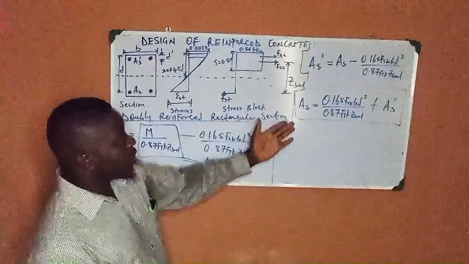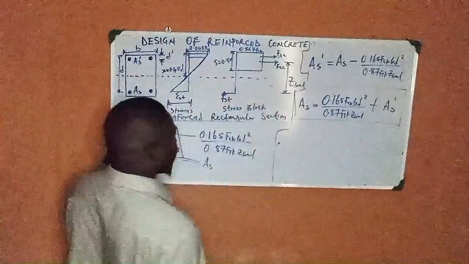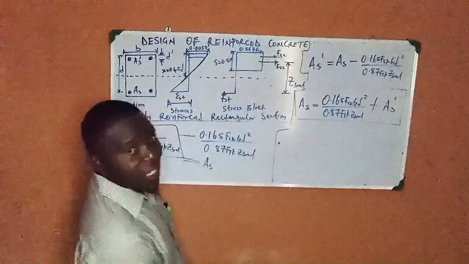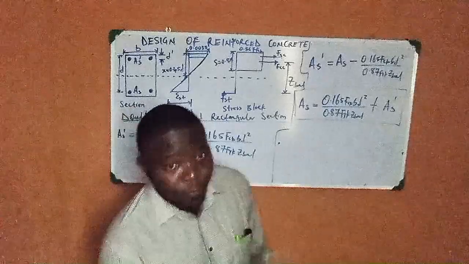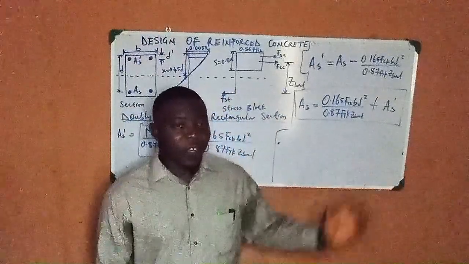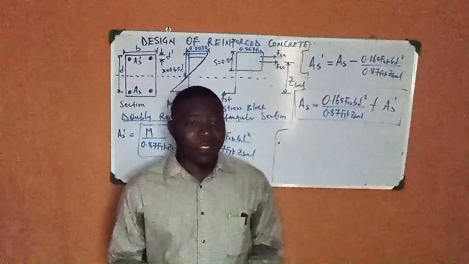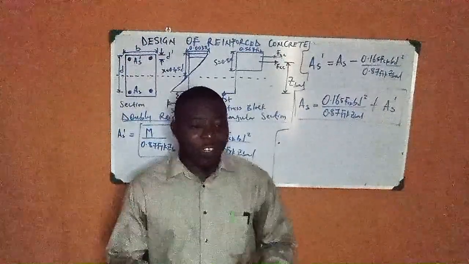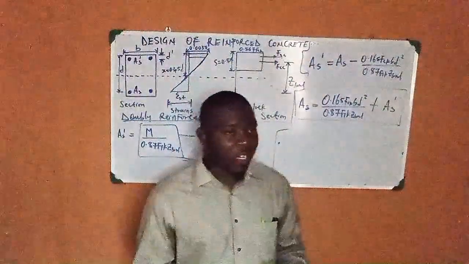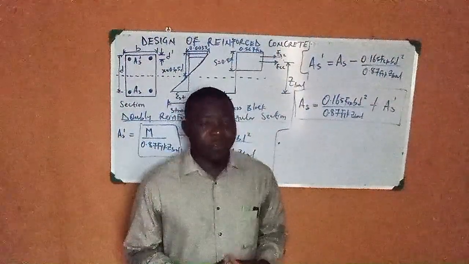So with this, you can compute the area of steel in tension and also the area of steel in your compression zone. With this, we have been able to derive all the necessary equations and parameters we needed. In our next video, we'll start looking at the design of slabs and other things.